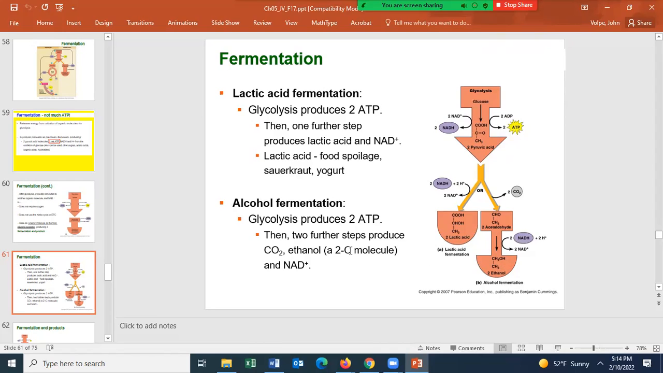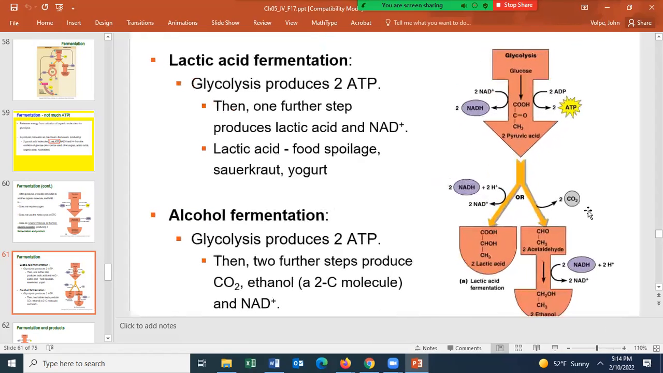Another fermentation reaction is alcoholic fermentation, which, oh, I'm showing you the wrong one. I got to blow that up. Lactic acid fermentation is this. It happens in only one step. Alcoholic fermentation is this one, and it happens in two steps, where pyruvic acid is converted into ethanol in two steps.